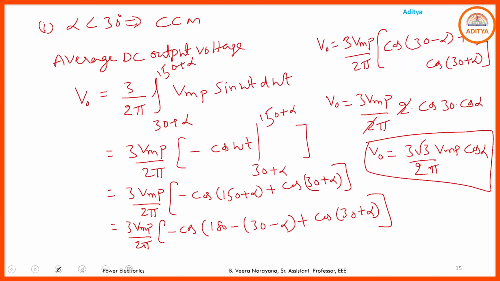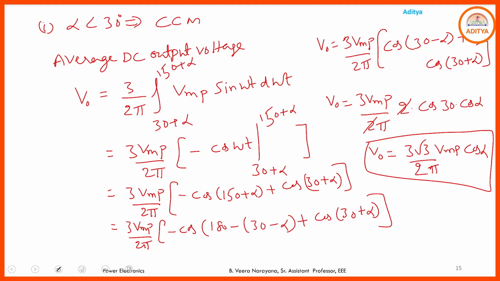This one, 30 plus alpha to 150 plus alpha. If you go with the continuous conduction mode with RL load, the average DC output voltage expression should be the same, like 3 root 3 Vm P by 2 pi cos alpha. We are getting the same expression.